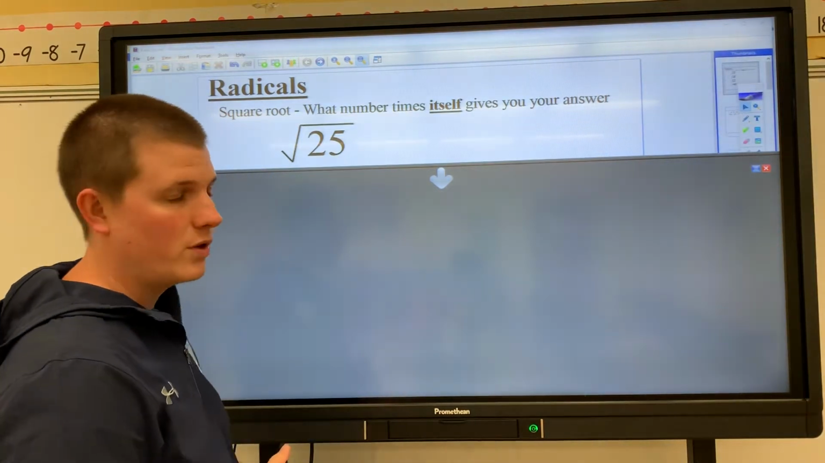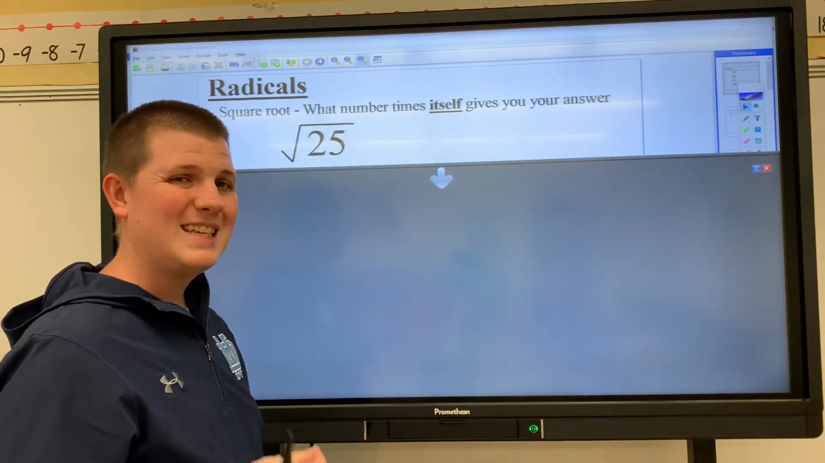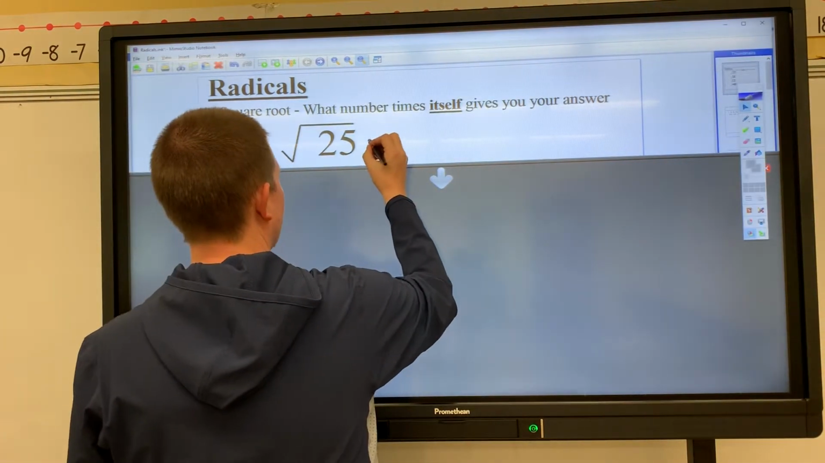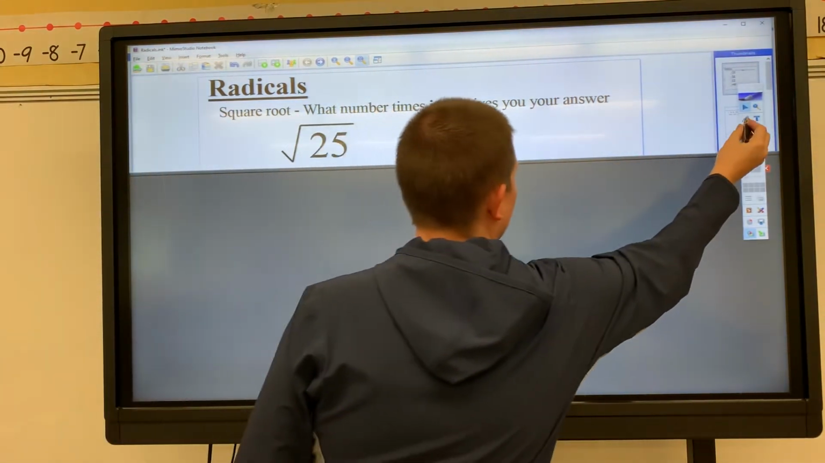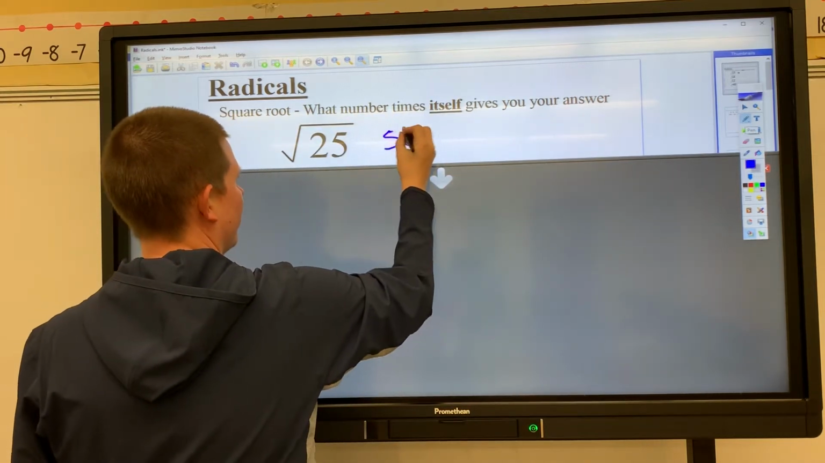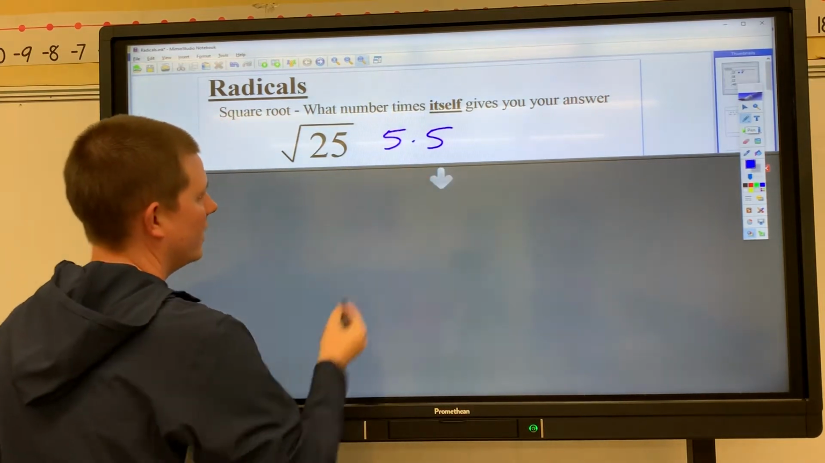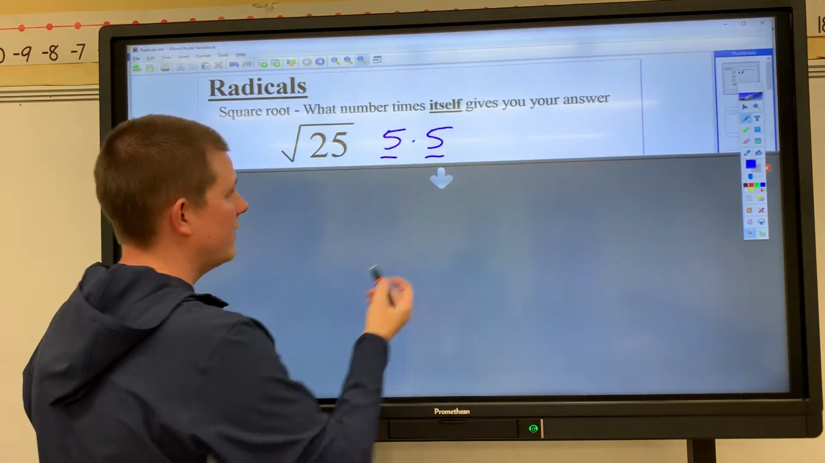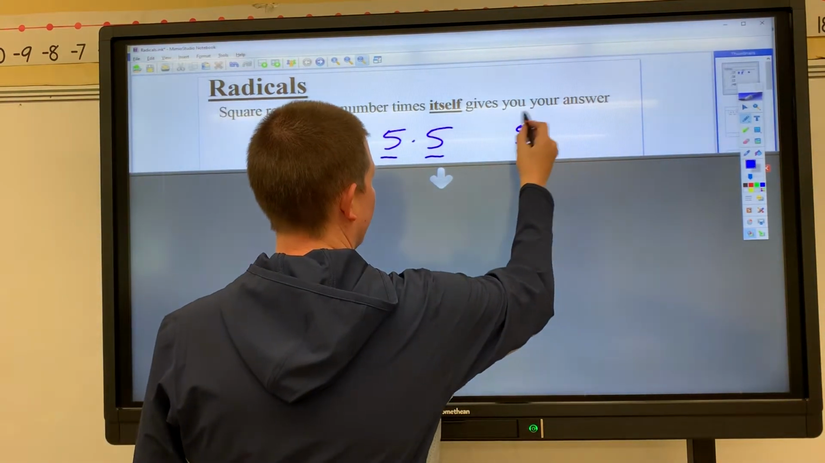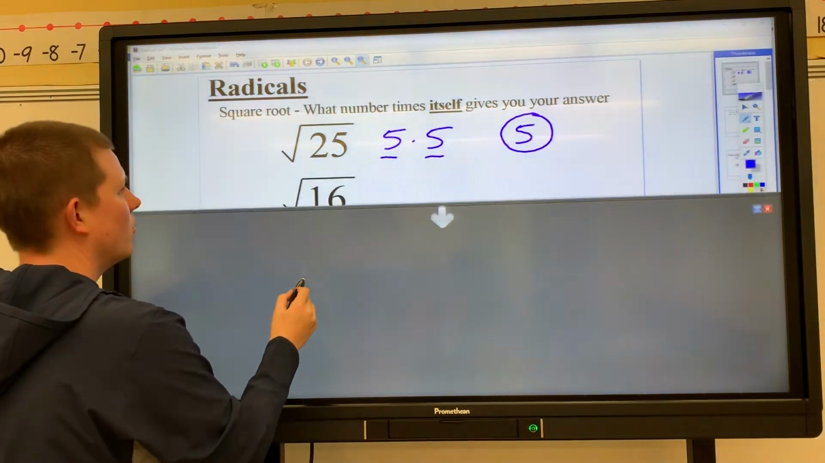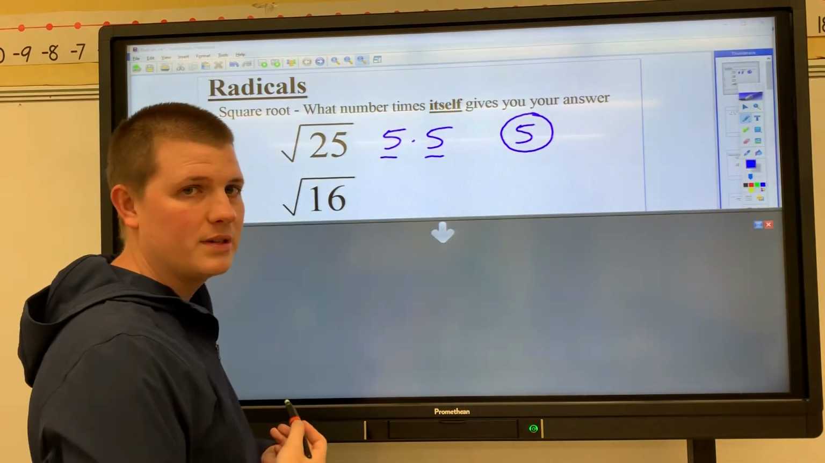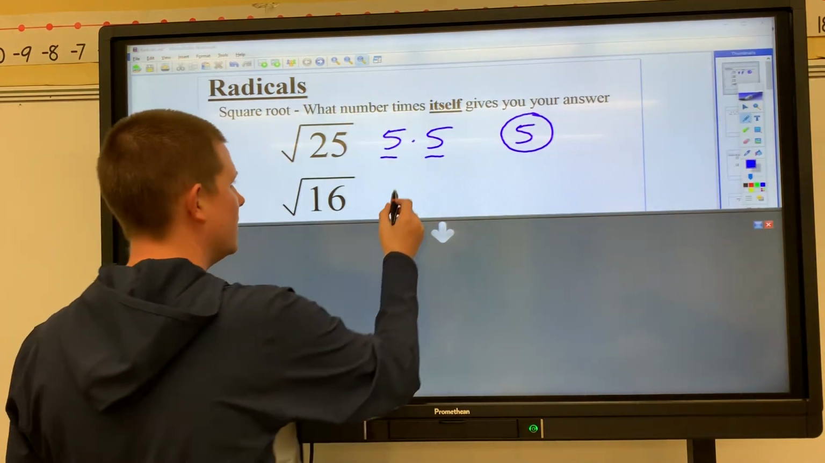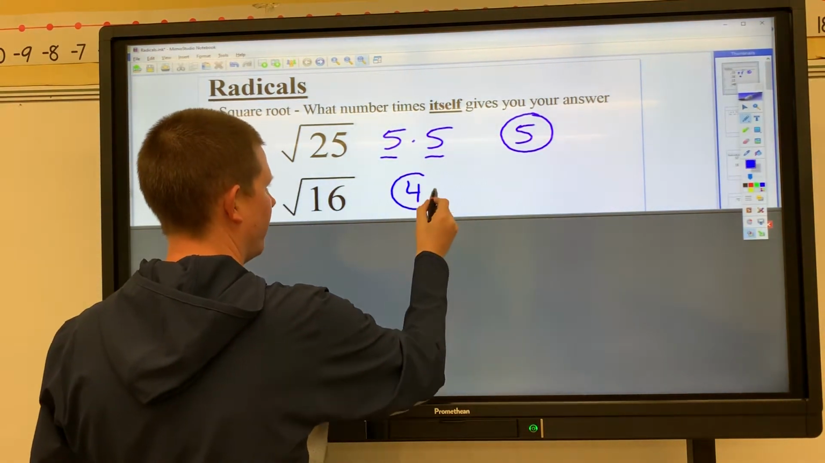So the square root of 25 says, what number times itself gives us 25? Well, most of us know that 5 times 5 is 25, right? What number times itself gives us 25, and that number is 5. So the square root of 25 is 5. What is the square root of 16? What number times itself gives us 16? Well, 4 times 4 is 16, so the square root of 16 is 4.